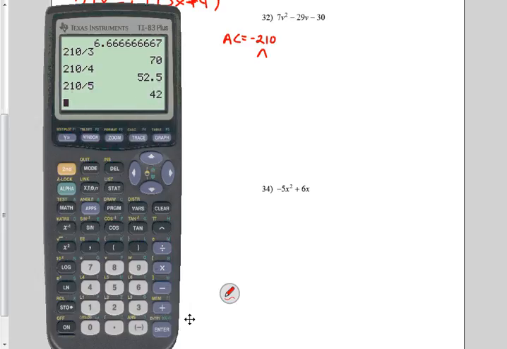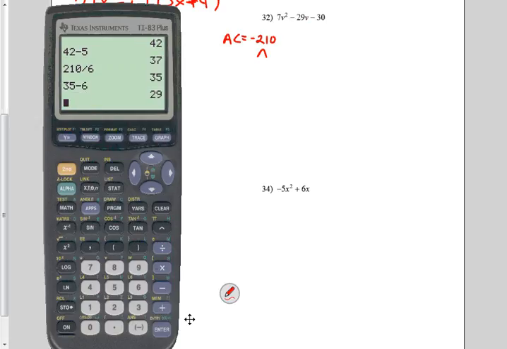42 and 5. Now I'm starting to get a little closer because 42 minus 5 can get me to 37. Remember, I got to get to 29. So I'm getting closer, but I'm still not there. So 210 divided by 6. Okay, now I think I got it because 35 minus 6 gets me to 29.